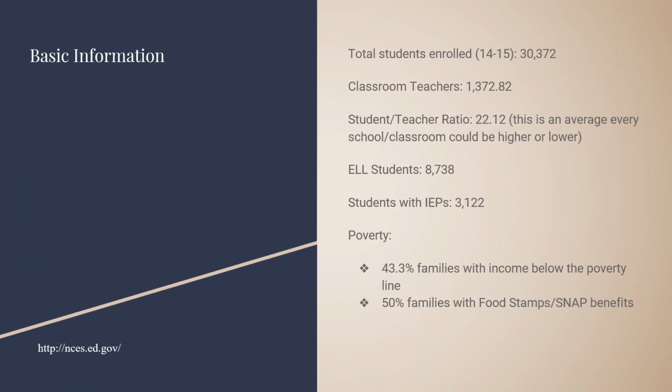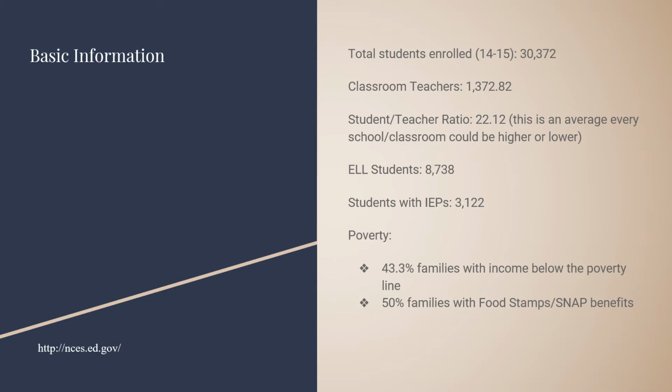Some basic information about the Bakersfield City School District is that the total students enrolled in the 14-15 school year was 30,372. The amount of classroom teachers they had was 1,372.82, and the student-to-teacher ratio was 22.12. The amount of ELL students they had was 8,738, and the students with IEPs was 3,122.